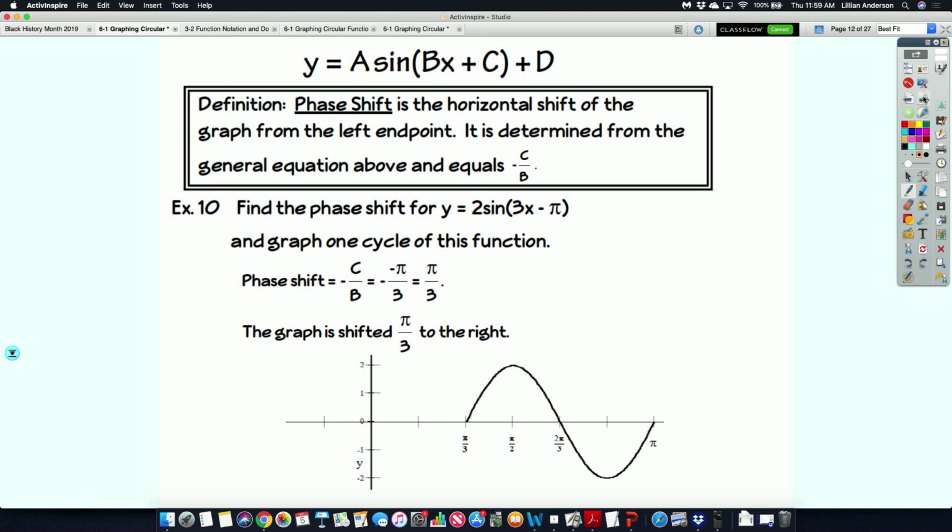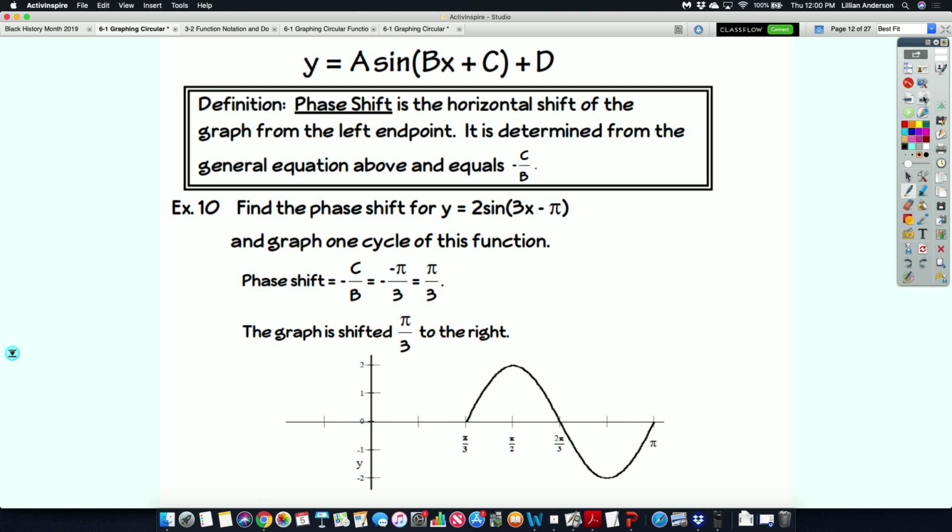Phase shift, the one I hate the most, because that's what deals with moving to the left or to the right. It's the horizontal shift of the graph from the left endpoint. It is determined by the general equation above and equals negative c over b. So whatever c is, you negate it and you divide it by the b value.